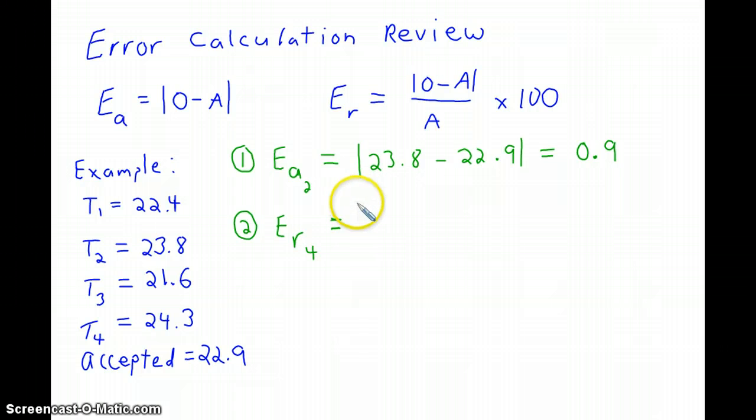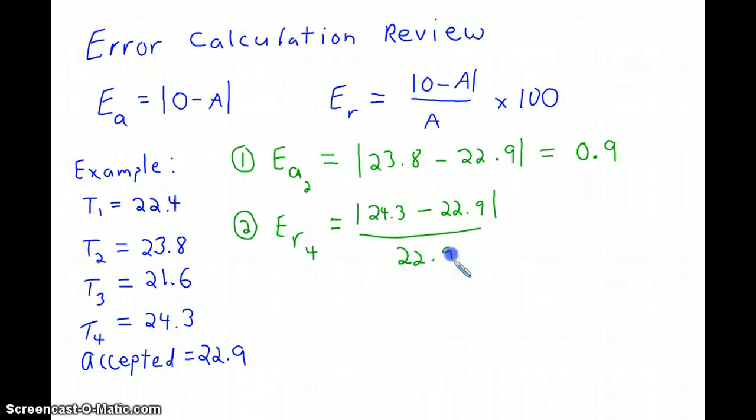So we're going to use the observed value for trial 4, which is 24.3, again minus the accepted of 22.9. Take the absolute value and divide again by the accepted, and finally multiplying by 100. And this will give us a value as a percentage of 6.1%, which in most cases sounds pretty darn close to the accepted value.